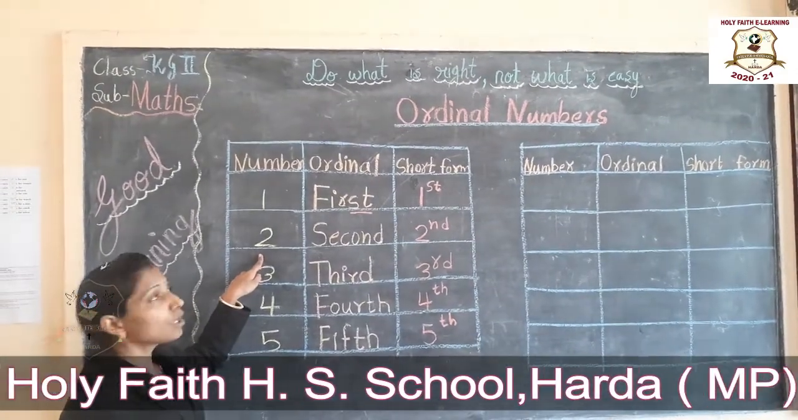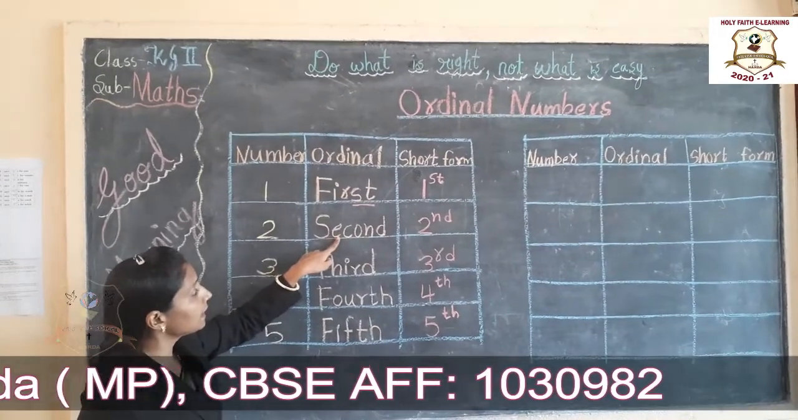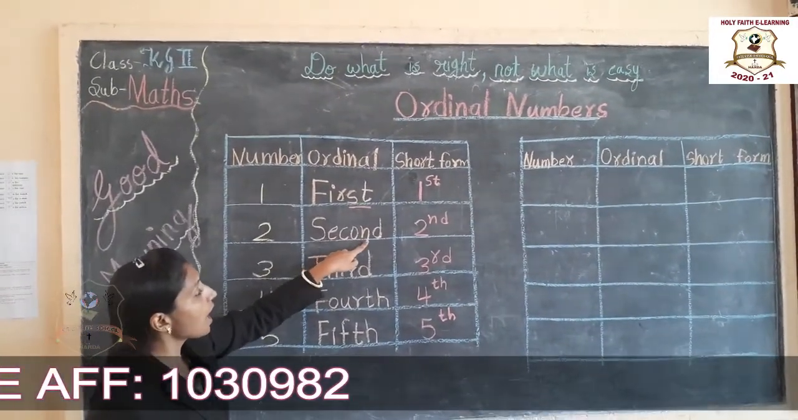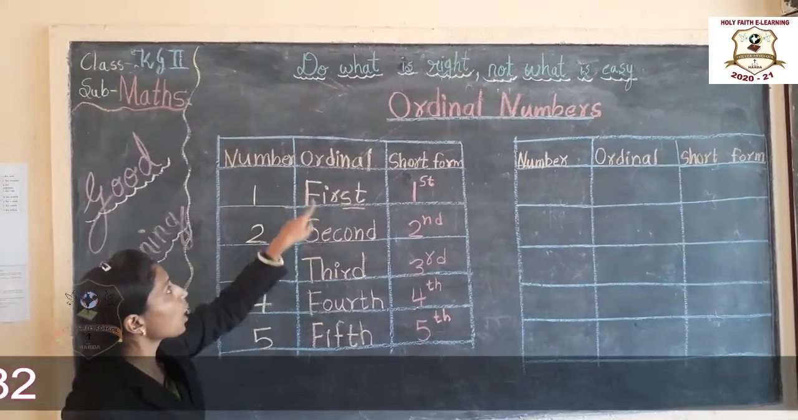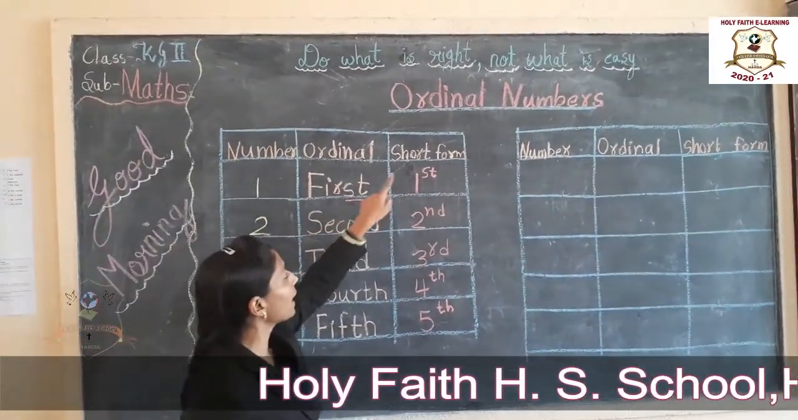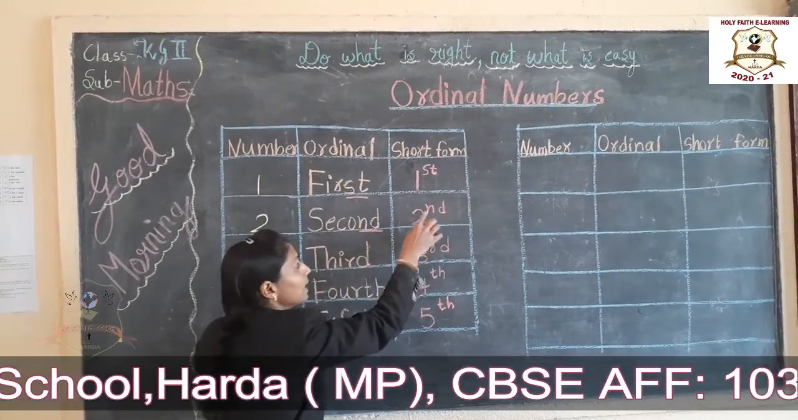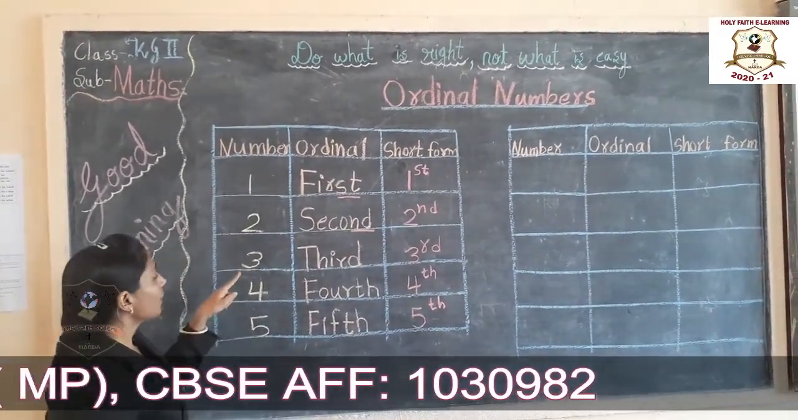Which number is this? 2. The ordinal number of 2 is S-E-C-O-N-D. Second, the ordinal number of 2 is second, and the short form of second is 2 लिख के हमने last के 2 letter and D लिखे थे. Second, okay. Now next 3.